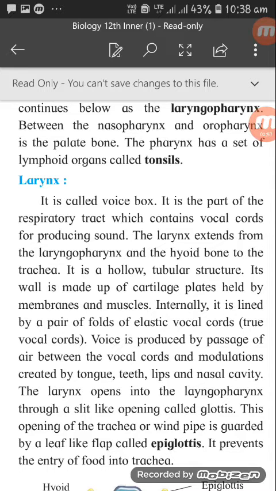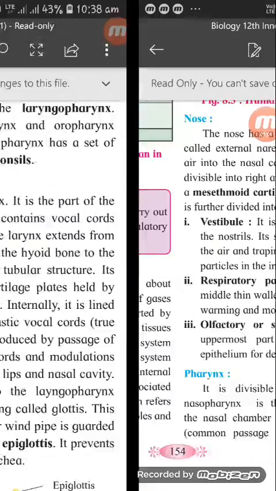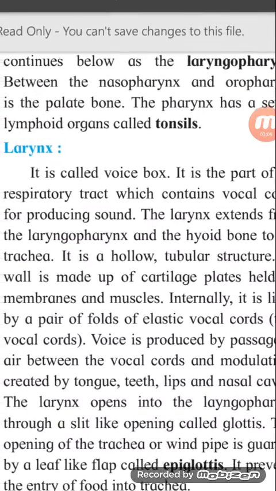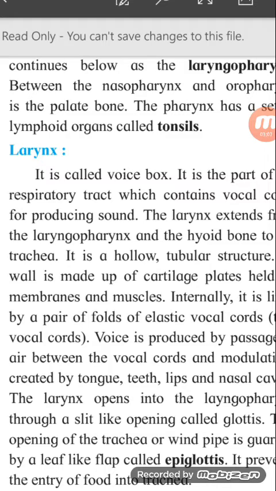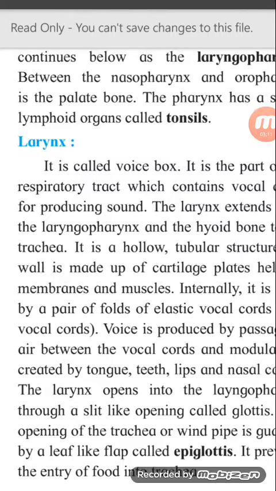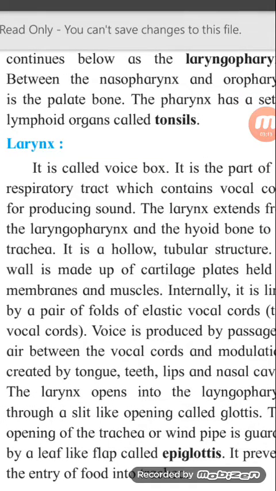Now this common passage continues below as the laryngopharynx. Between the nasopharynx and oropharynx is the palate bone. You can feel a small bone. So that is the palate bone.